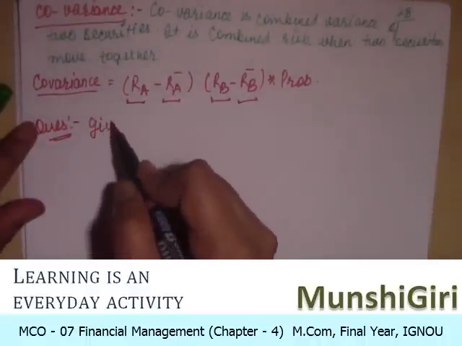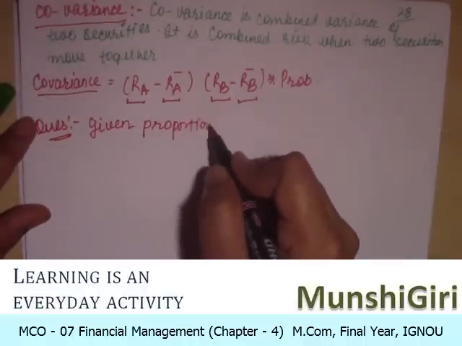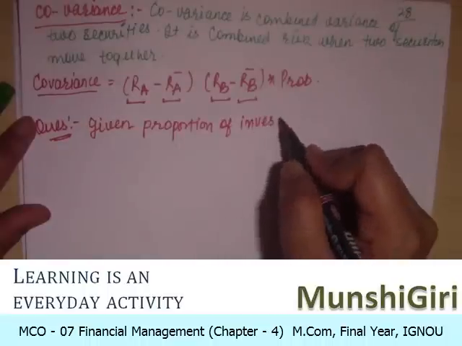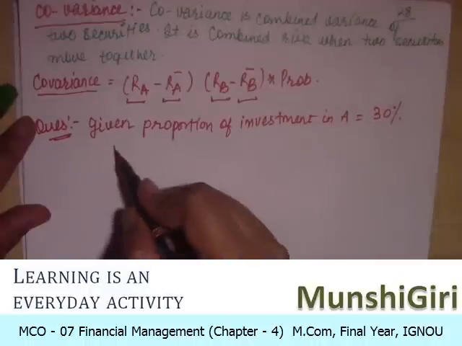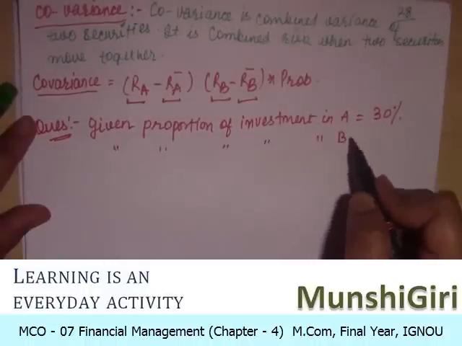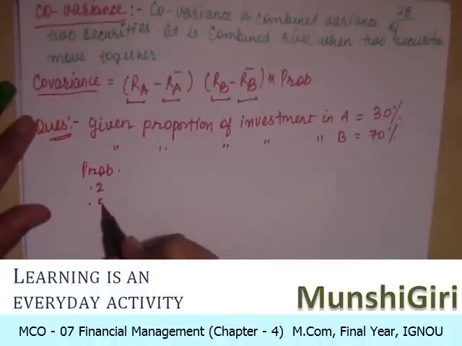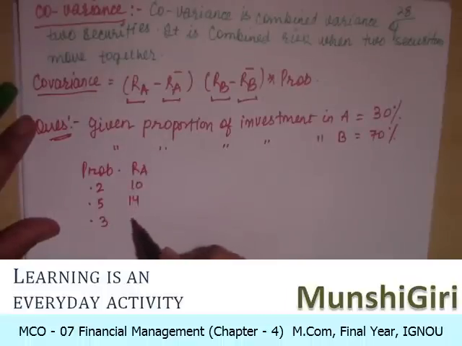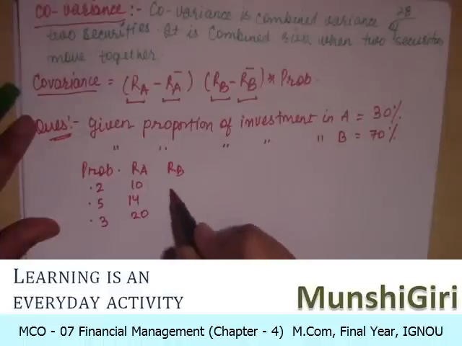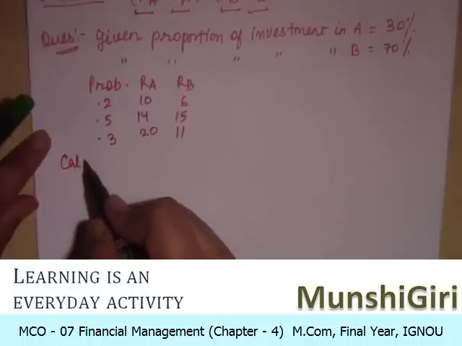The question is given: proportion of investment in A is 30% and proportion of investment in B is 70%. Probability given is 0.2, 0.5 and 0.3. Return of A is given as 10, 14, 20 and return of B is given as 6, 15 and 11, and you have to calculate the following components.